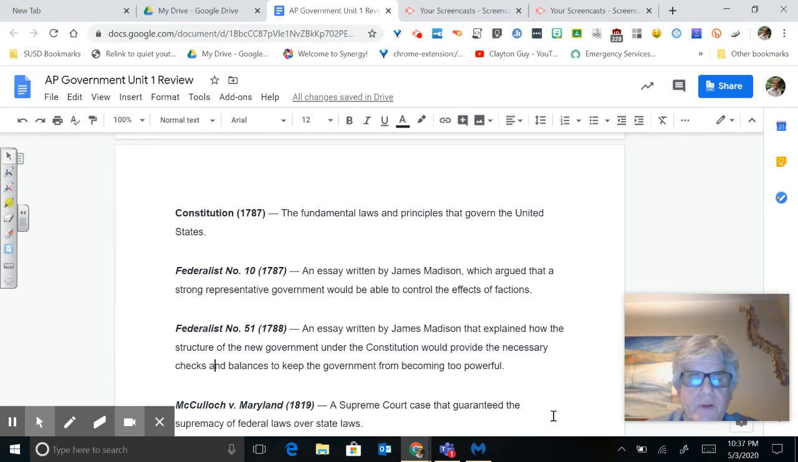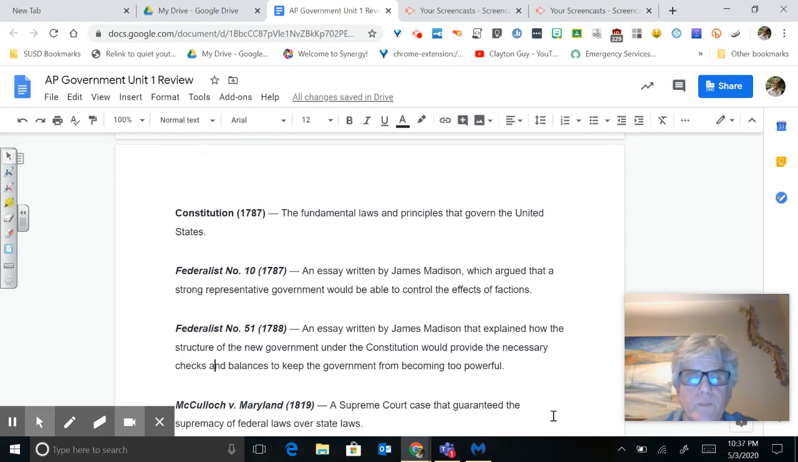It's one of the foundational documents you need to know. It's an essay written by James Madison, which argued that a strong representative government would be able to control the effects of factions, political parties, and interest groups. It said there's only two ways to handle factions. One is to outlaw them or remove them, which was impossible, and then you have to be able to control the effect of factions. That a large republic, strong representative government, could actually control the effects of factions.